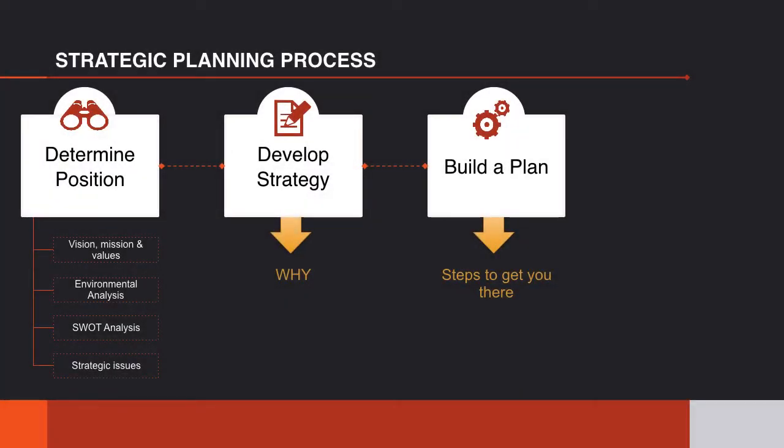We have looked at the first two steps in the strategic planning process. We have determined the school's position, and keeping that in mind, a strategy has been developed. You have prioritized your school's needs and set long-term goals and short-term objectives. Now you need to work on building a plan to help you achieve those goals.